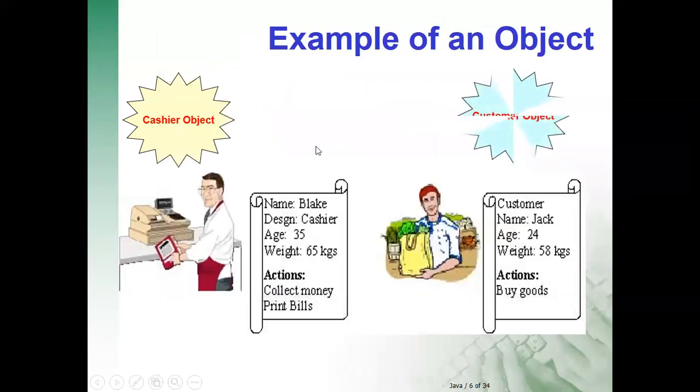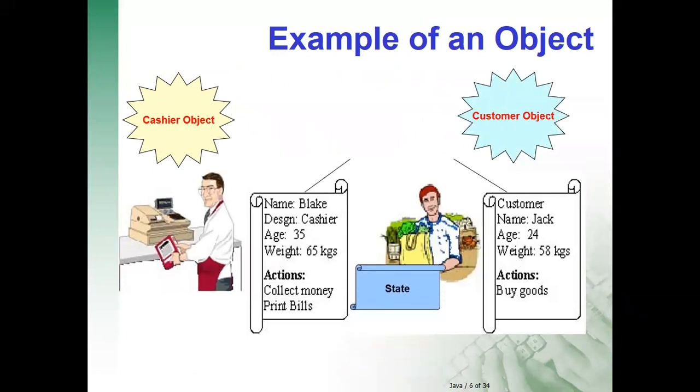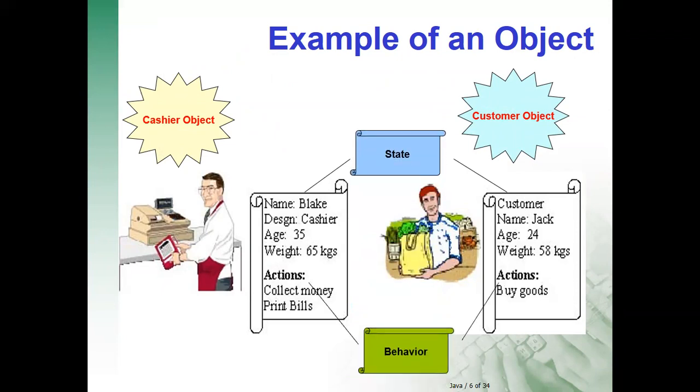Now, what are we talking about? We are taking an example object called the cashier object. When I talk about this object called cashier, what will be the name? What is the designation? What is the age? What is the weight of that cashier? Generally, this data we also call the state of the object.